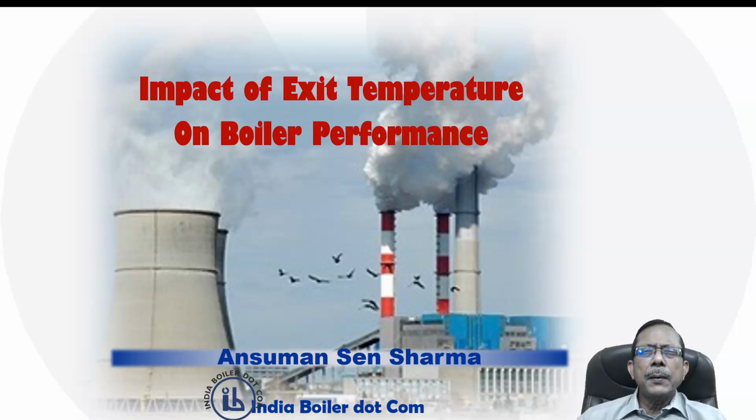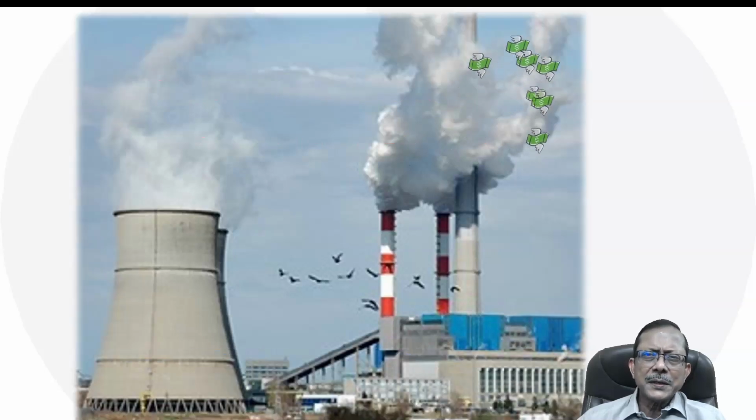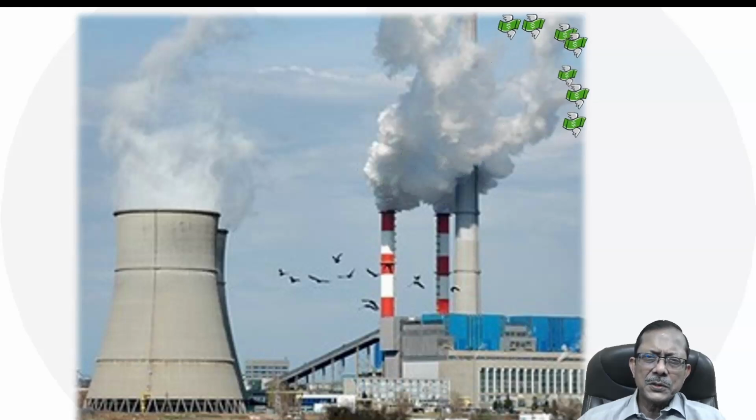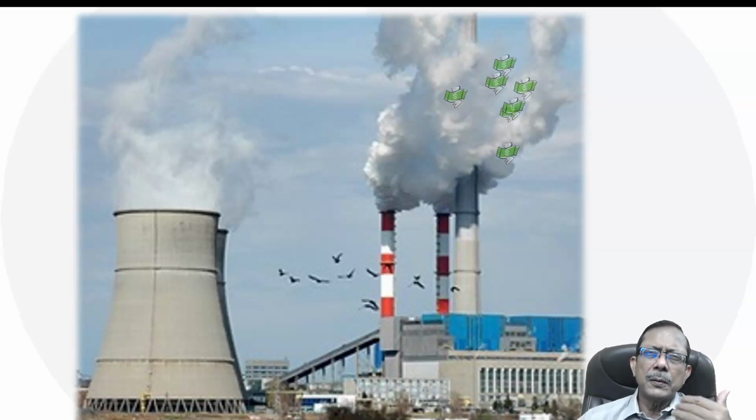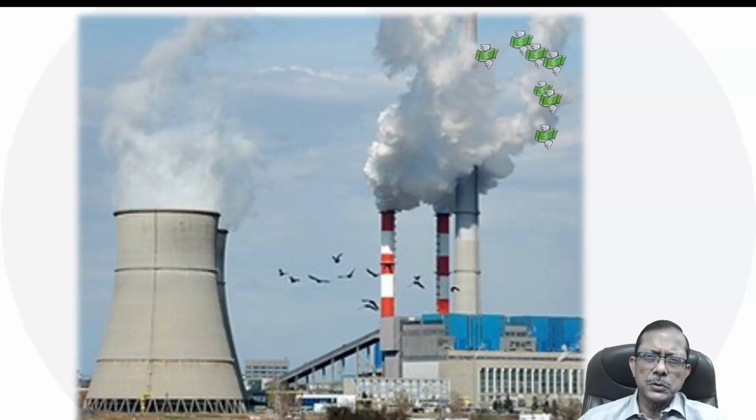Now, the first thing, when you look at the chimney of the power plant, from where the boiler stack gas is coming out, what you should actually see is money coming out of that chimney, right? That is the way to look at the performance. You have to convert everything in terms of the monetary loss, and then you understand what kind of effort you should give to control that.